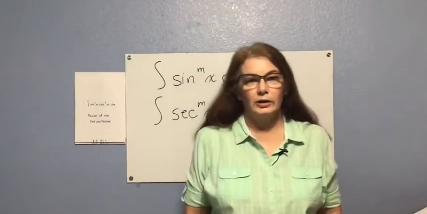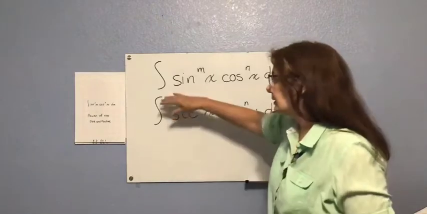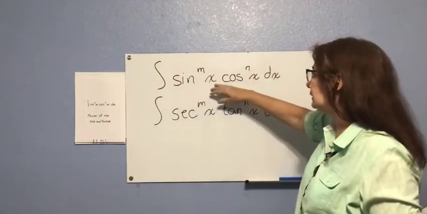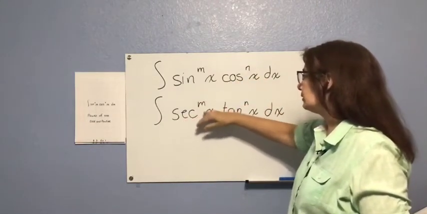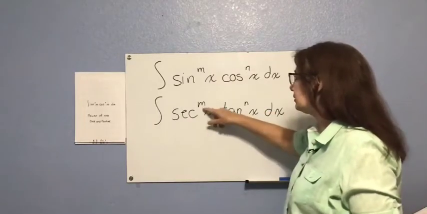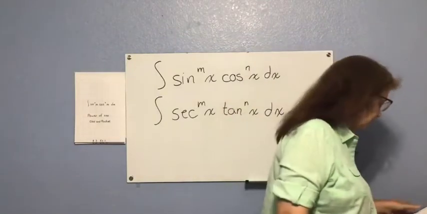In this section, we're going to look at some techniques that we can use to integrate expressions like this, where I have sine to a power times cosine to a different power, or secant to a power times tangent to a different power, assuming that these powers are positive integers.